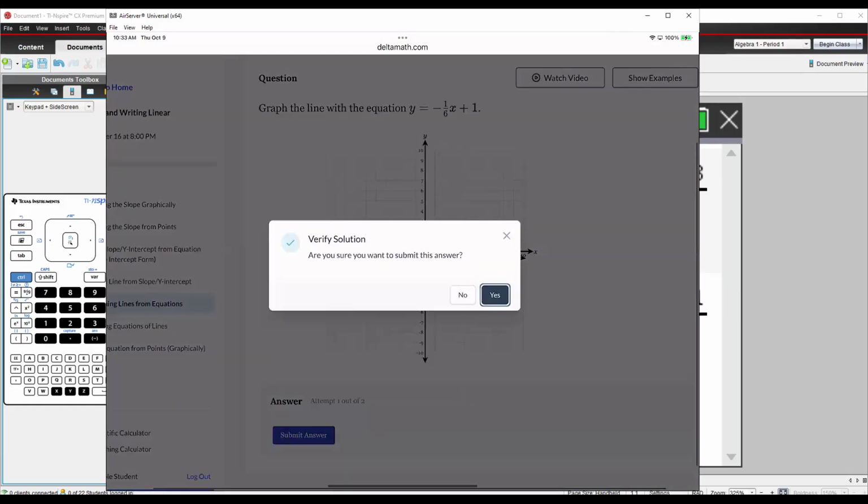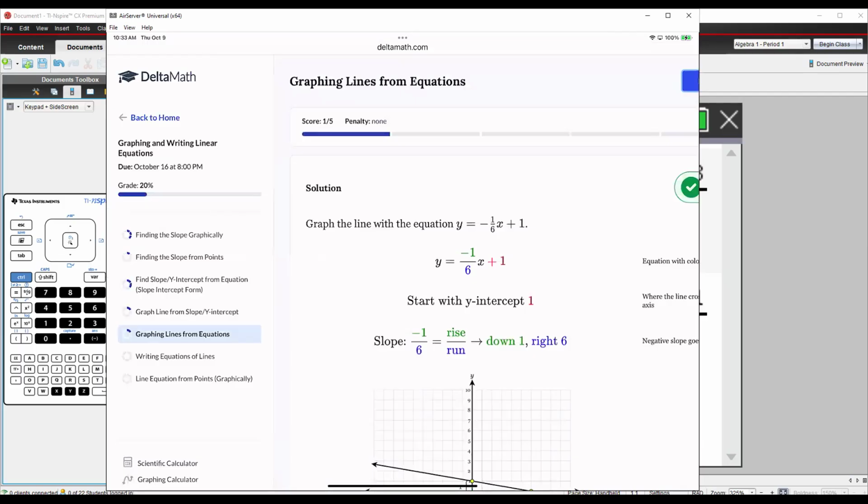Now you guys can graph this if you need to on your calculator, but these should be pretty easy. It's just rise over run. So we're going to practice this. Of course, you can use your calculator.